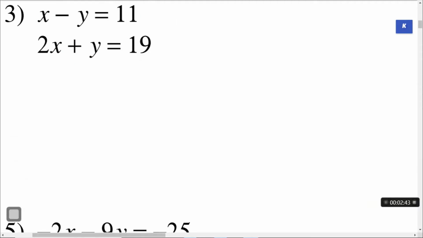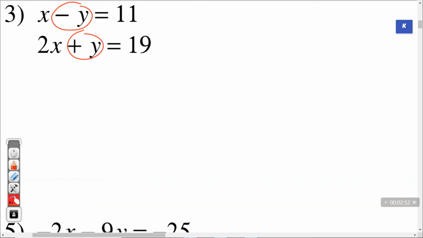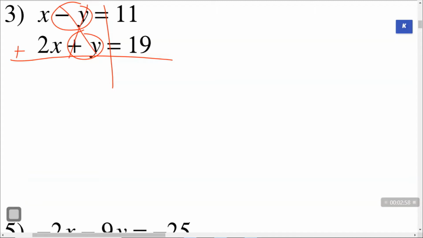Pause the video, try to do it. Alright, coming back into it, this time my y was set up to eliminate. If you notice, it was already negative y and positive y. They're the exact opposite of each other. So I can just line up my equal signs and add my two equations. These are going to cancel each other out, but x plus 2x is 3x. And over here, 11 plus 19 is 30. Divide by 3, and I get x right off the bat.